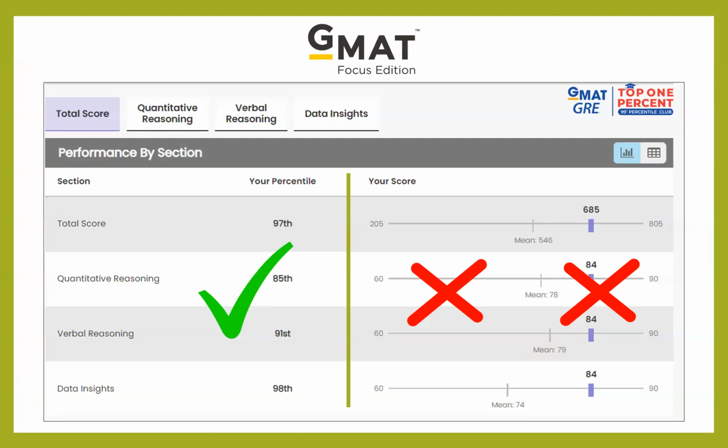Okay. And would our score be affected if we are bookmarking our question?